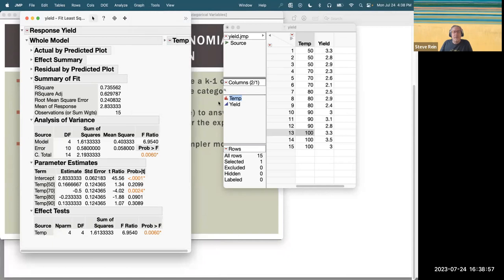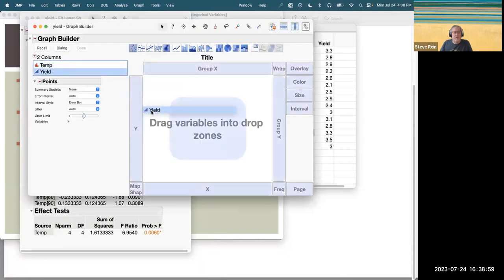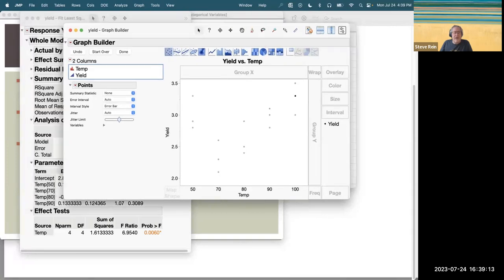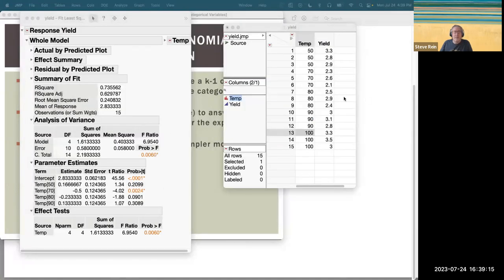Graph builder. Let's look at the shape here. Yield may depend on the temperature. That doesn't look linear. It really doesn't. It might be quadratic, but I think it's not quadratic because it would have to bend down a little bit to fit that highest temperature.